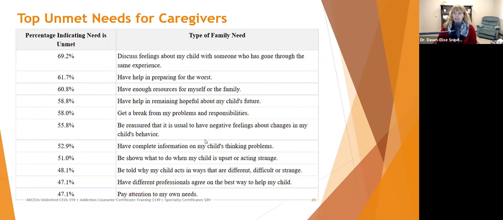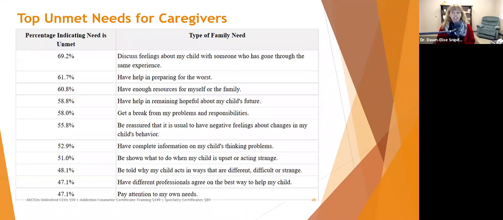Top unmet needs for caregivers. 69% said that they need to discuss their feelings about their child with someone who's gone through the same experience. So it's really important to have a support network out there. 61% need to have help in preparing for the worst, whatever that may be with that particular child. Many need help with resources for themselves and their family, because having a child with an FASD in some cases may mean that a parent is not able to work because they've got to be a full-time caregiver. They may need help in remaining hopeful about the child's future. They may need respite care to just get a break from all the responsibilities and the structure and everything else.